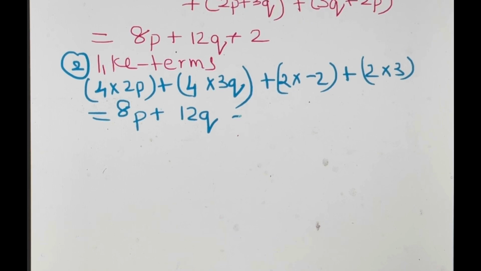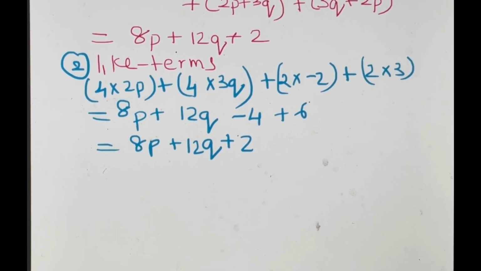Here 2 2s are 4, so minus sign is there, minus 4 plus 6. 6 minus 4 will be 2. So ultimately you will get the same answer, 8p plus 12q plus 2, right? Let me write down again, it is 8p plus 12q plus 2. So row wise and like term wise it is same.